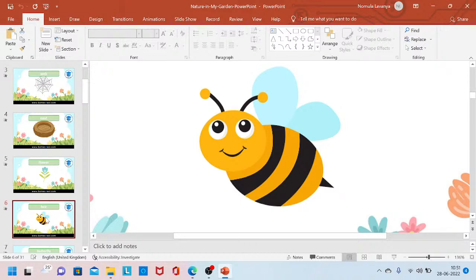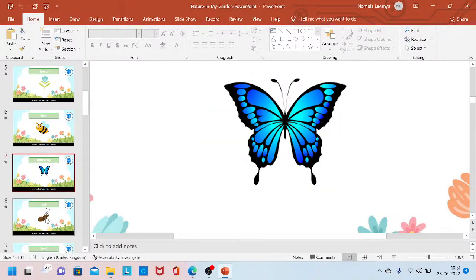Next, what do we see? A very beautiful and wonderful insect. What is it? It's a butterfly. Many of you kids like butterflies because they have very different colors on the body. It looks very pretty, right? I love butterflies. Many of us love them, right? So let us spell butterfly first.